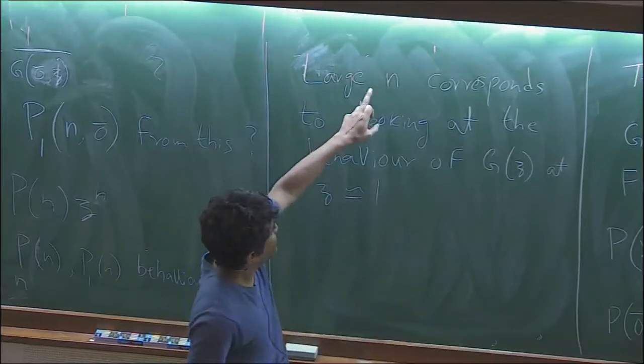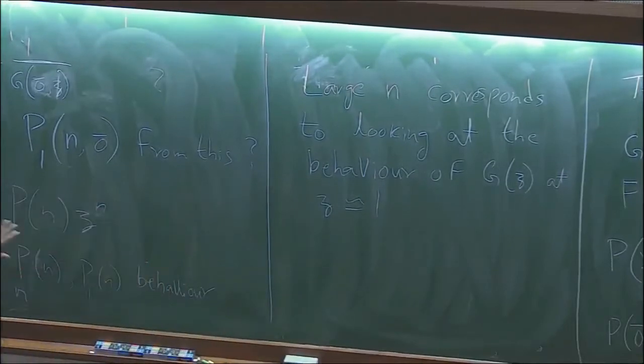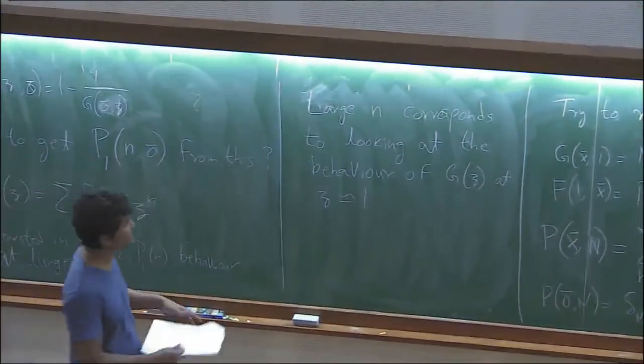Okay, so large n actually corresponds to looking at the behavior of this function. If you want to find how Pn looks at large n, it corresponds to looking at g at small z, z close to 1. Okay, so let me explain why.